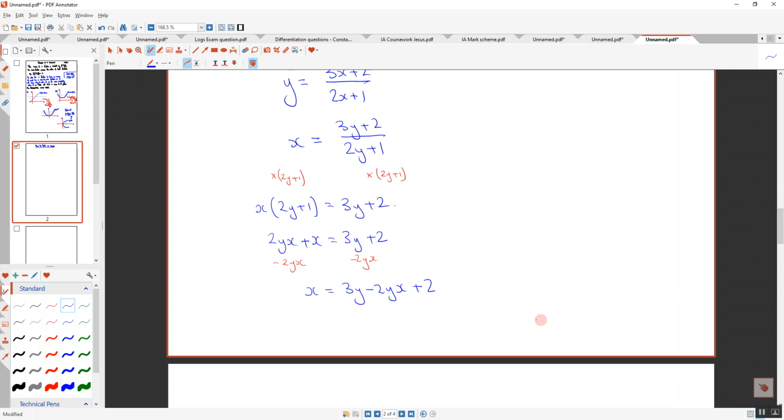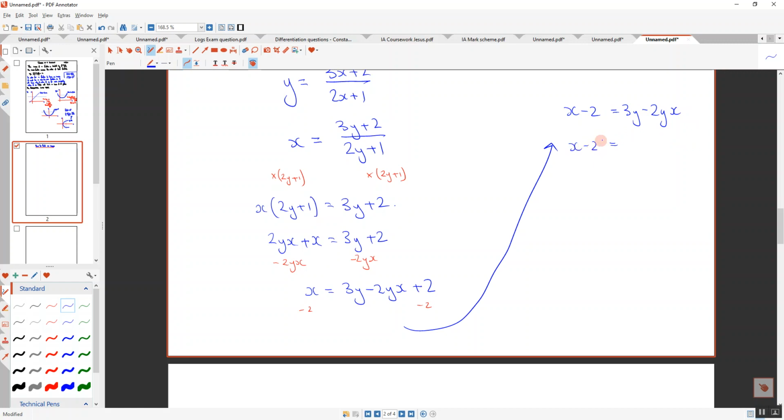Yes? Then, okay, let's subtract 2. I'm just going to write this up here so I can keep it all on the one page. So I get x minus 2 equals 3y minus 2yx. Now what?